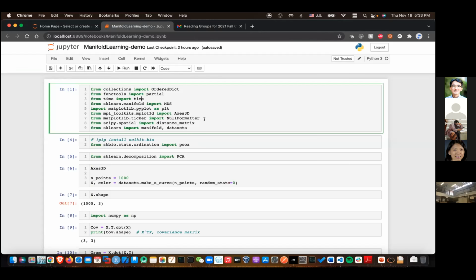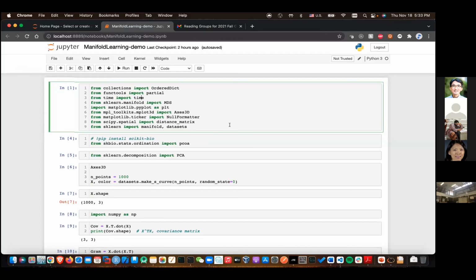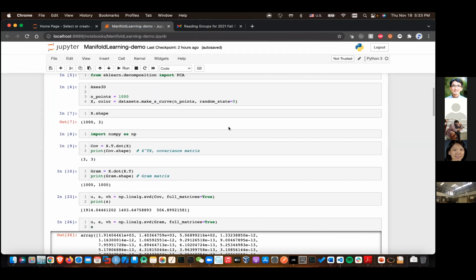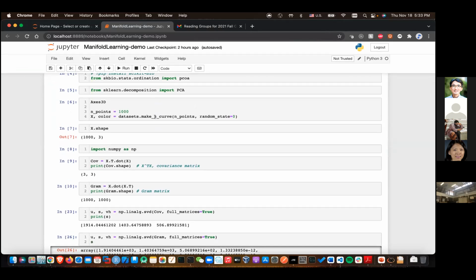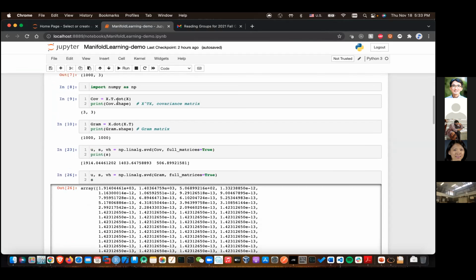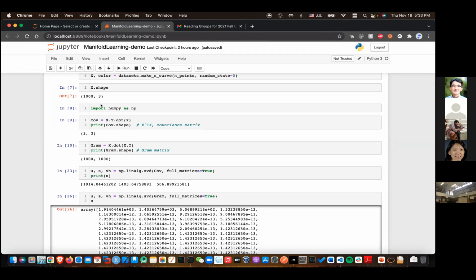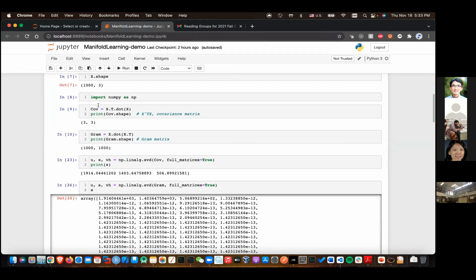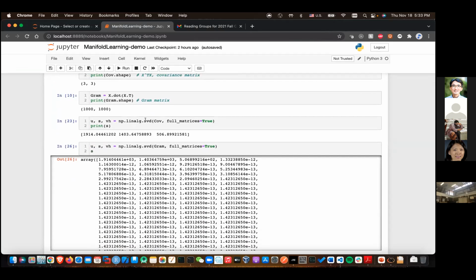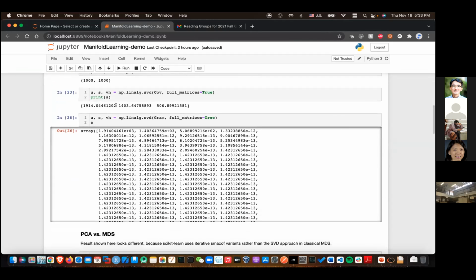All right, so here I have some code loaded from the scikit-learn library. Basically, this is a dataset that's well known in manifold learning. It's called the Swiss roll dataset. It looks like a Swiss roll in 3D. There are 1,000 data points of 3 dimensions. So here I computed the covariance matrix, and here I compute the gram matrix. And I can apply the singular value decomposition and take a look at the eigenvalue matrix.